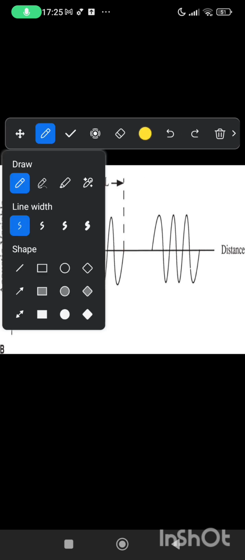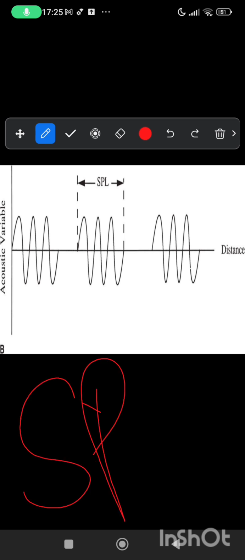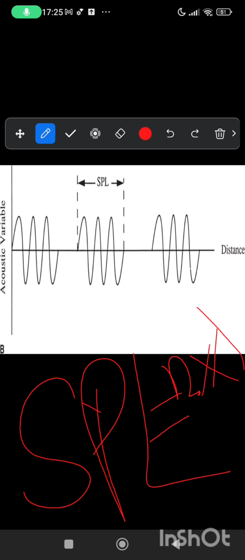Spatial pulse length is related to the wavelength. So its formula is SPL equals the number of cycles in a pulse multiplied by the wavelength. And its unit is millimeter. So this is our SPL, spatial pulse length. It depends on wavelength and number of cycles per pulse.